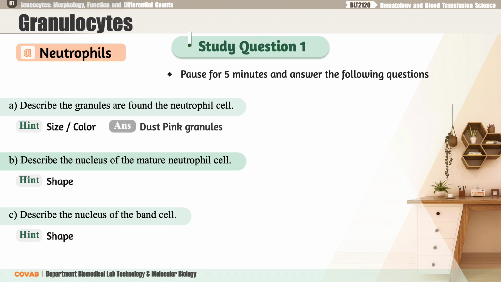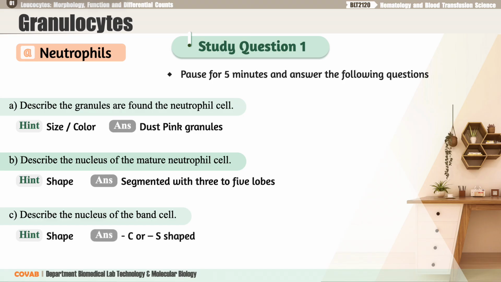The answers: the granules in the neutrophil are dust pink. The shape of a mature neutrophil nucleus is segmented with 3 to 5 lobes. The nucleus of a band neutrophil is either C-shaped or S-shaped. I believe you got the answers right. If you have any problems, reflect back on the previous contents of this video.